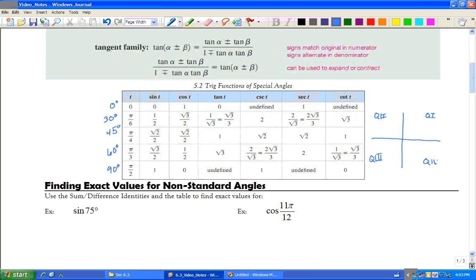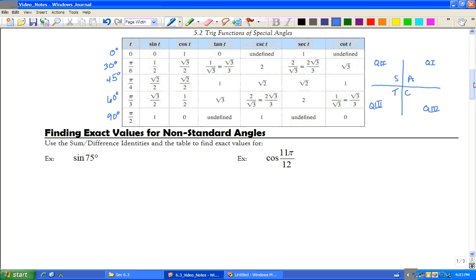And quadrant 4. This is the all-star trig class, or all students take calculus, to help you figure out the signs of the particular trig functions. So let's take a look at an example.